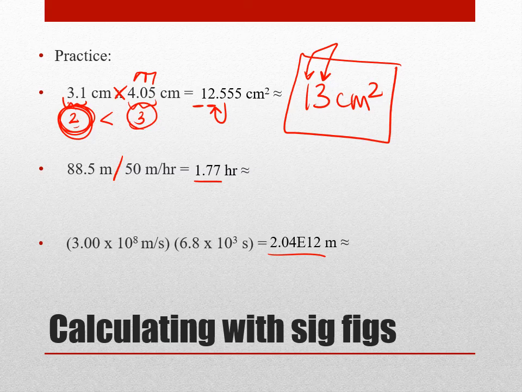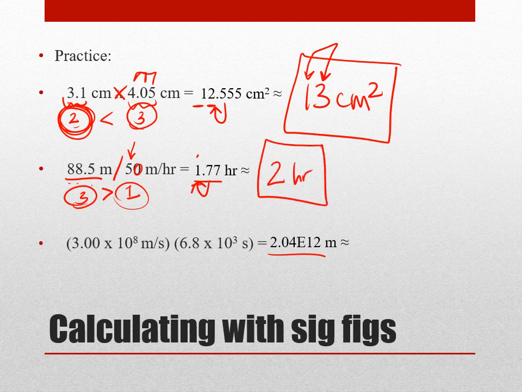All right, hopefully you have some answers. We've got 1, 2, 3 sig figs here. I've got only 1 sig fig here. That 0 doesn't count because there's no decimal place. 1 is less than 3, and so I'm going to keep 1 sig fig in my final answer. We're going to keep that 1, but that 7 is going to round that 1 up to a 2. 2 hours is my final answer with the correct number of sig figs.